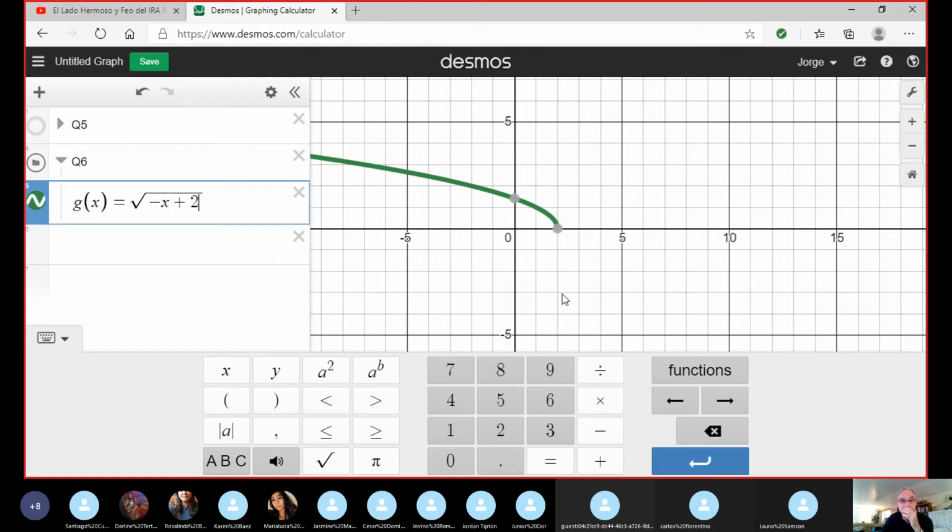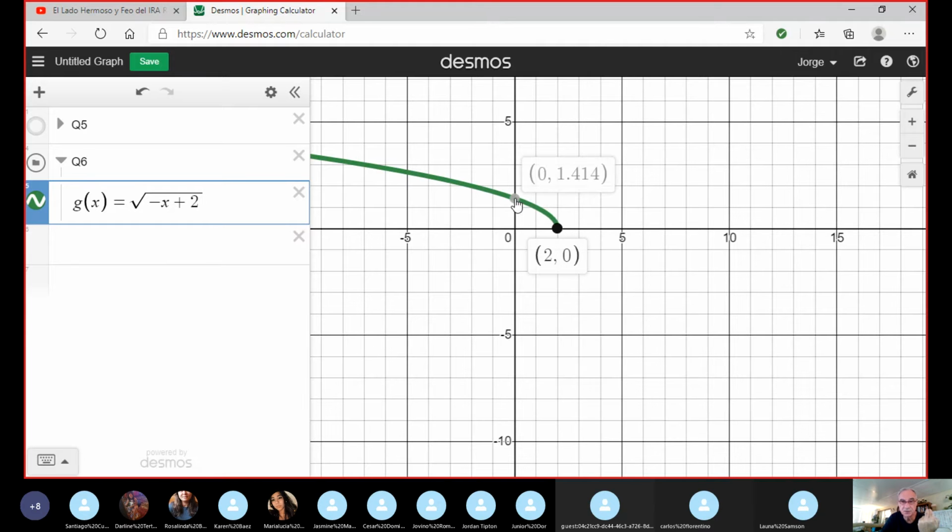Boom. Do you see the reflection? Okay, let me summarize. The transformation was a reflection about the y-axis and a horizontal shift of 2 units to the right. And the y-intercept is 0, 1.414 using 3 decimal place approximation, and the x-intercept is 2,0. Any question?